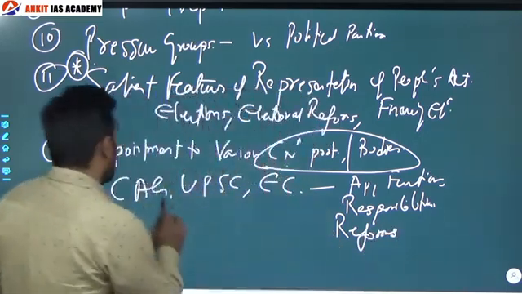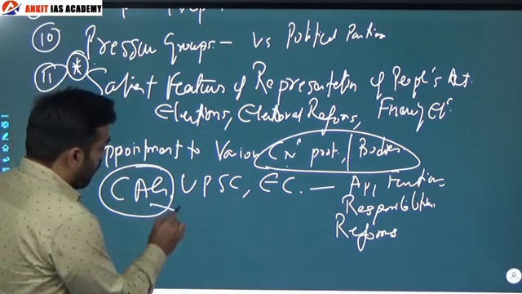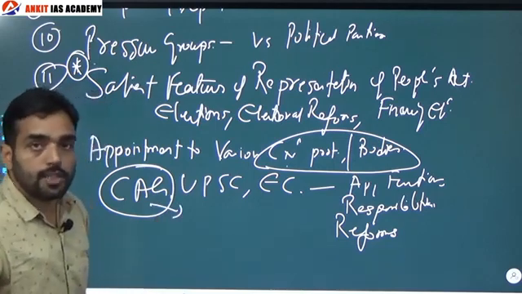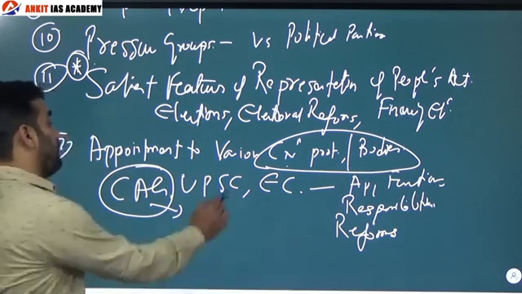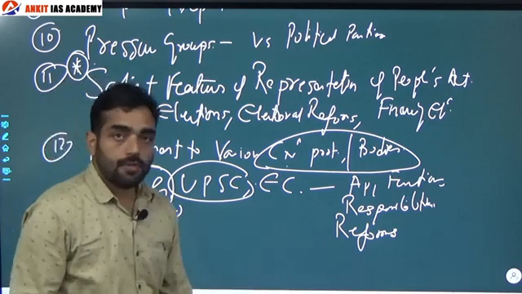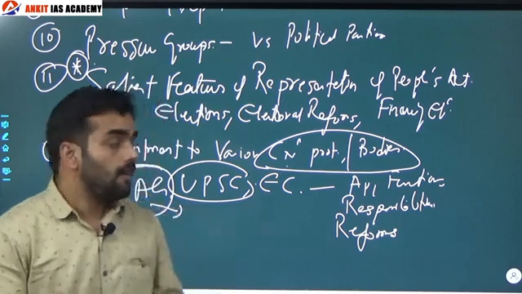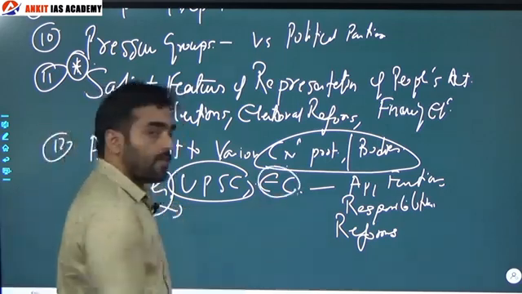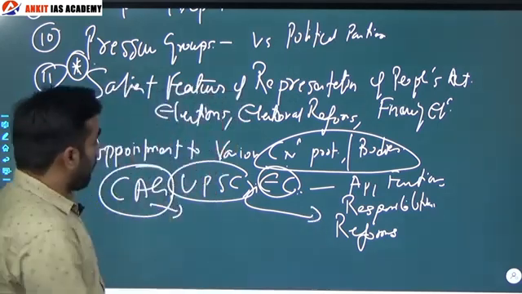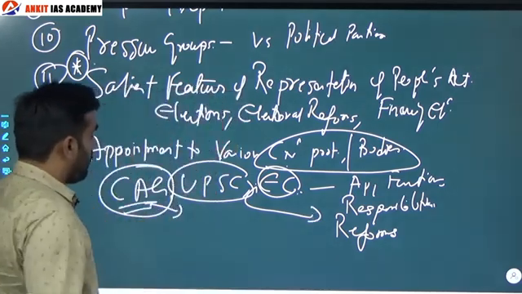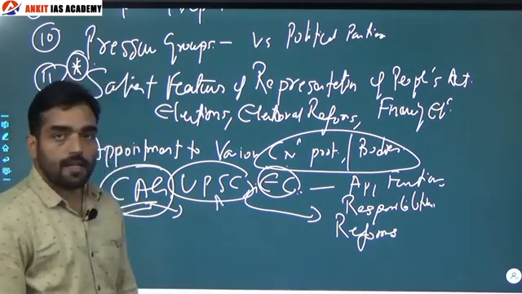For instance, there is a well-defined procedure of appointing a CAG. There is a selection committee which decides which person is to be appointed. But in the case of UPSC, it is the executive which has sole authority of appointing UPSC members, or even that of members of the election commission. So it talks about reforms needed so as to form a similar kind of committee to appoint members of UPSC and election commission.